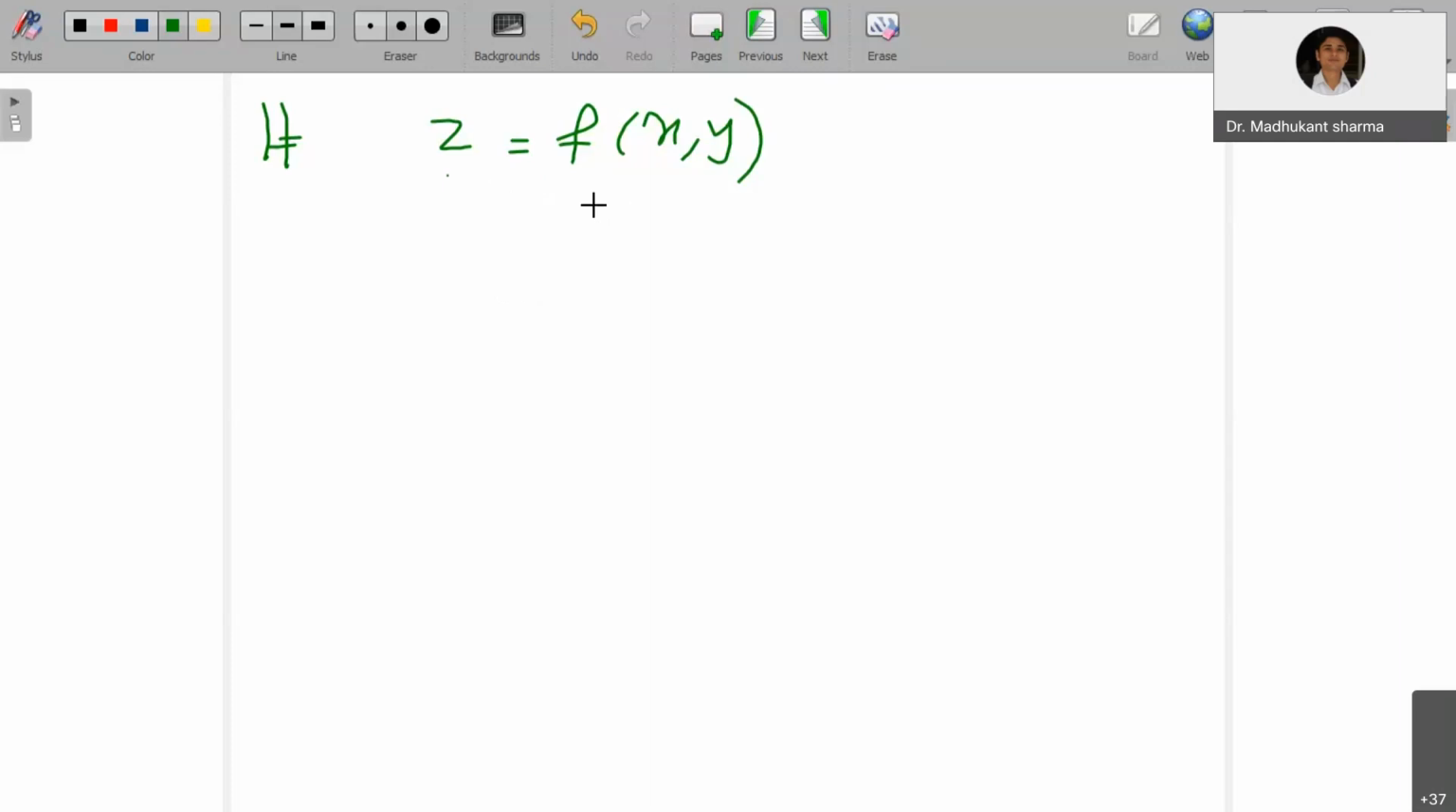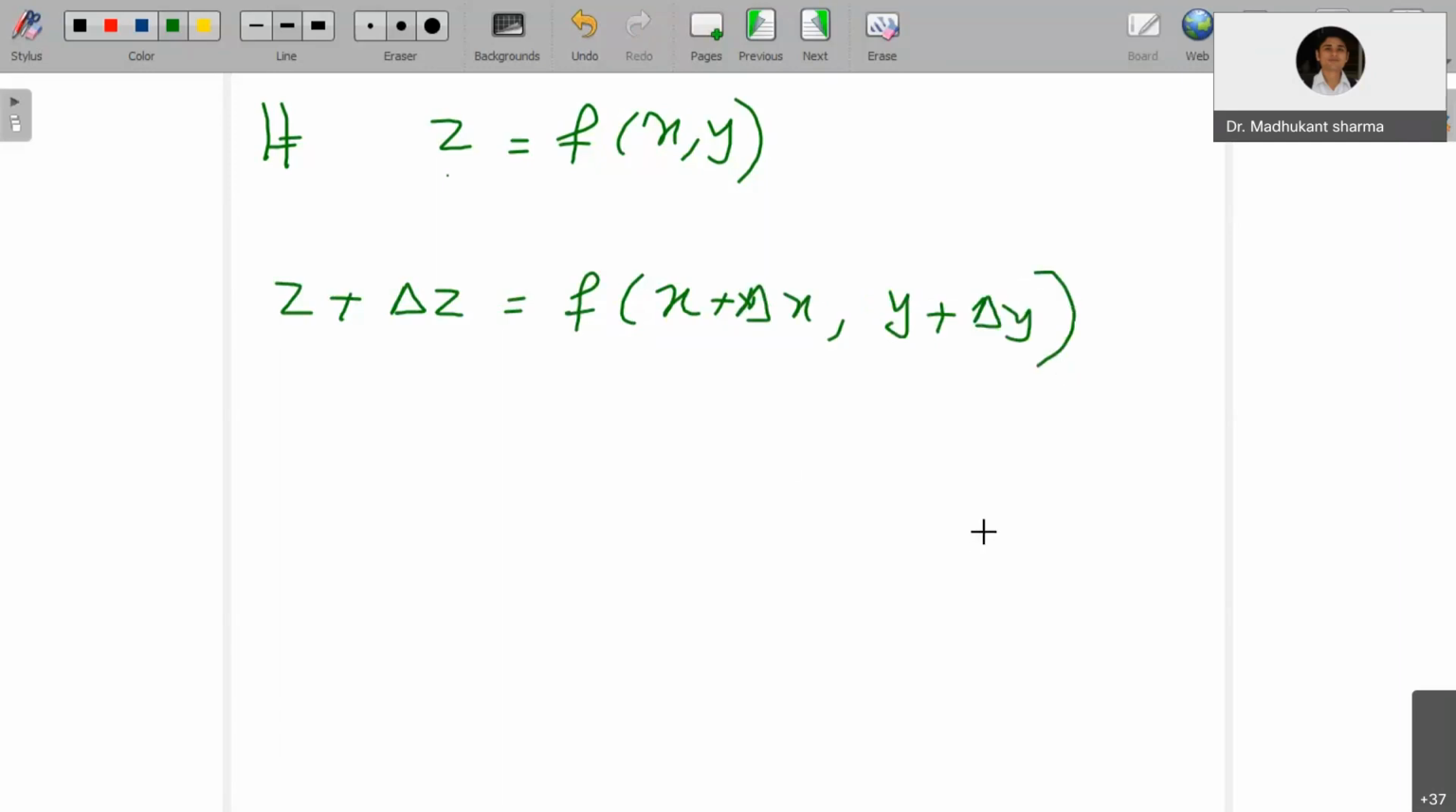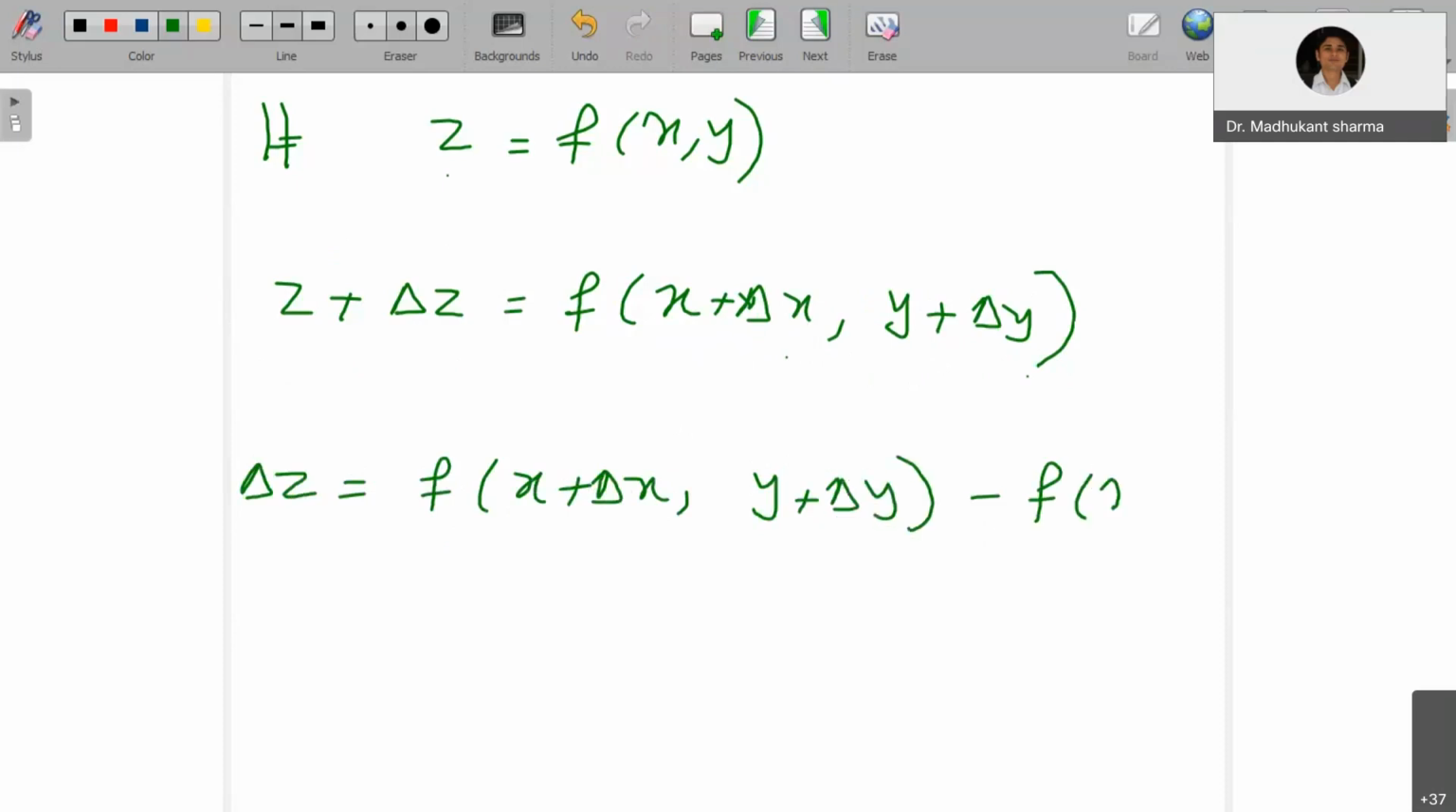Okay, now how will you decide the differentiability? So at x naught, y naught, you have to see the increment in the z direction. How will you see? The increment in the z direction is going to be f of, you have to increment in both the directions, x plus delta x comma y plus delta y. You will get another point on the surface, and that is going to be denoted by z plus delta z. So what will be the increment in the z direction? That's going to be the difference between them: f of x plus delta x comma y plus delta y minus f of x comma y.